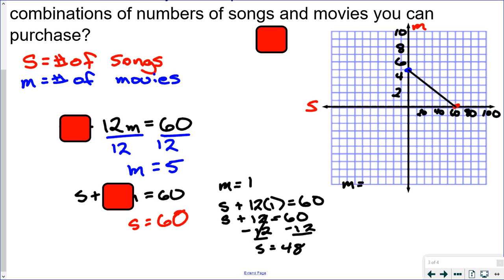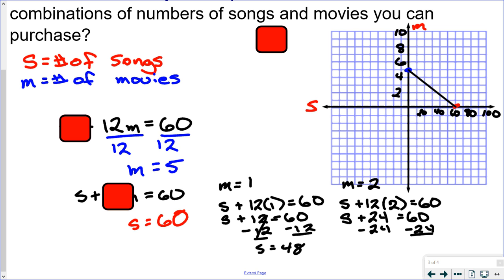Okay, what if I buy 2 movies? Again, they wanted 3 different combinations. So if I buy 2 movies, S plus 12 times 2 equals 60. So S plus 24 equals 60. Subtract 24 from both sides, and S equals 36. So another combination is I could buy 2 movies and 36 songs.